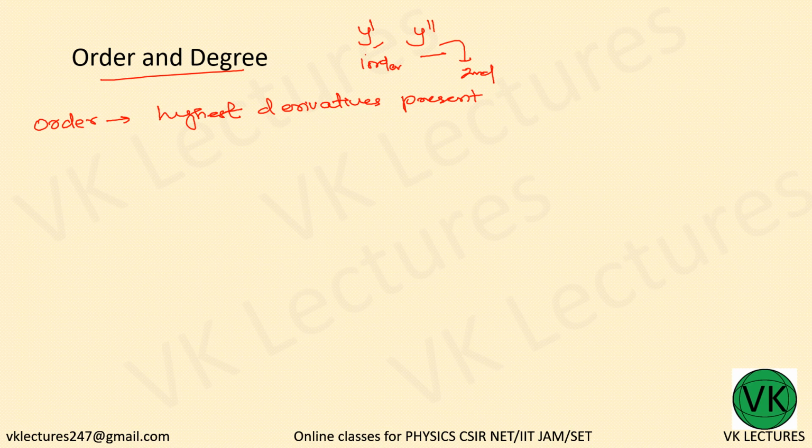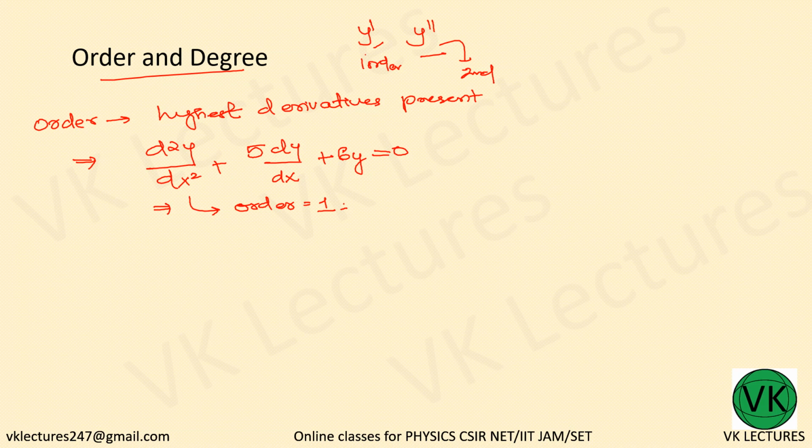Let us take another example: d square y by dx square plus 5 dy by dx plus 6y equal to 0. In this case, the highest derivative present is d square y by dx square. So what is the order? Order is 2.